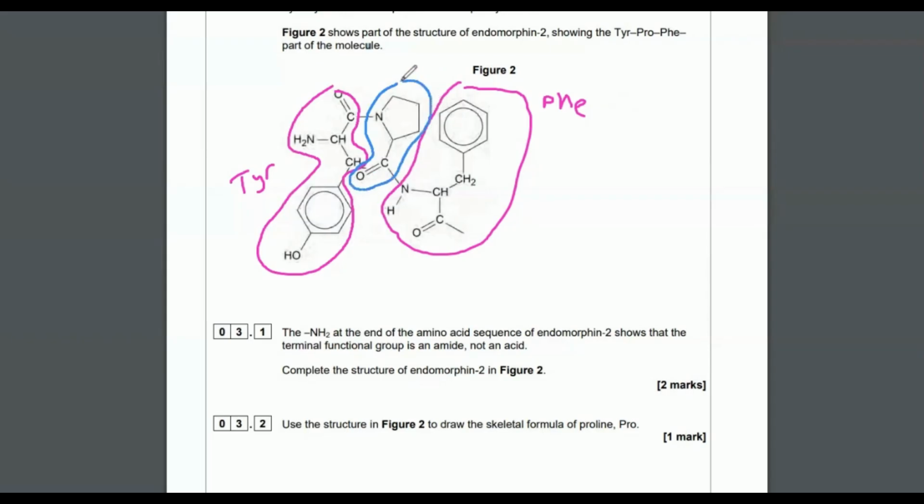So what do we have there? We just need to draw the amino acid PRO. Now, bearing in mind, this is once it's had a peptide bond, once they form that peptide link in the amino acids. They don't want us to draw that. They want us to draw the skeletal formula of proline.